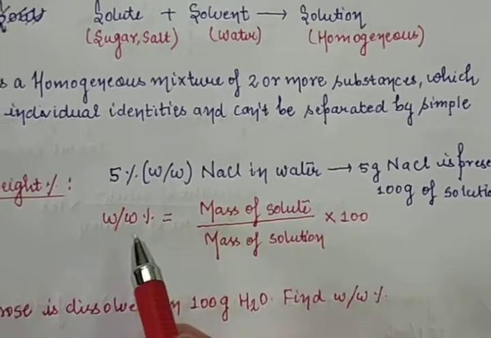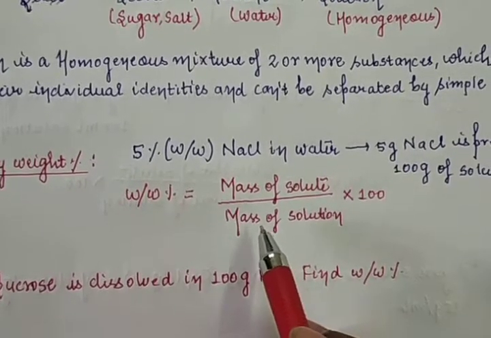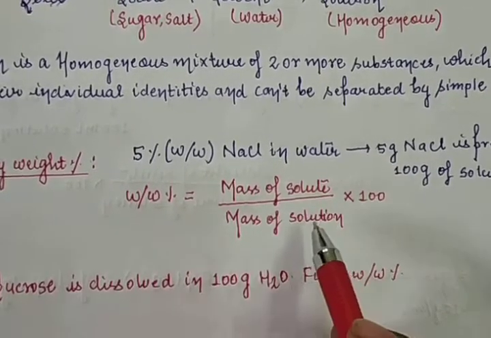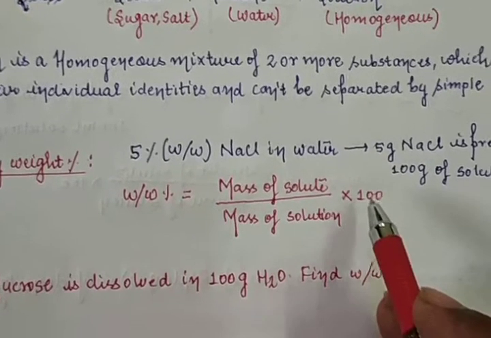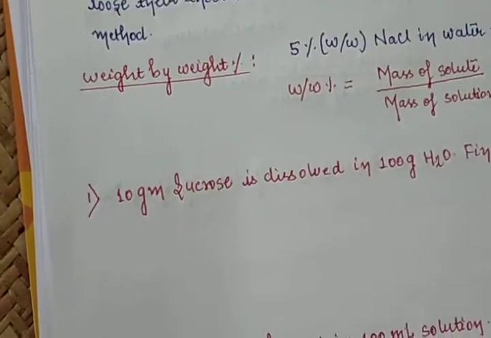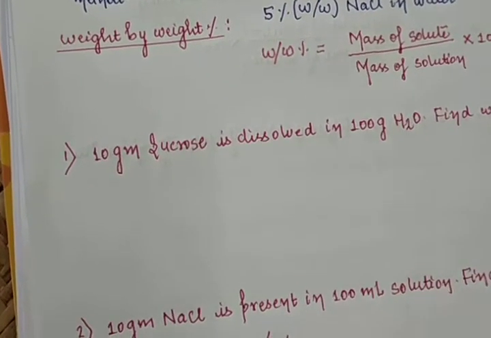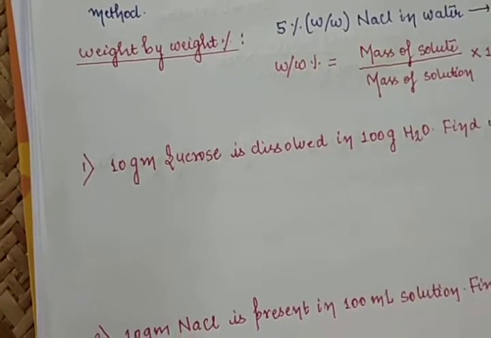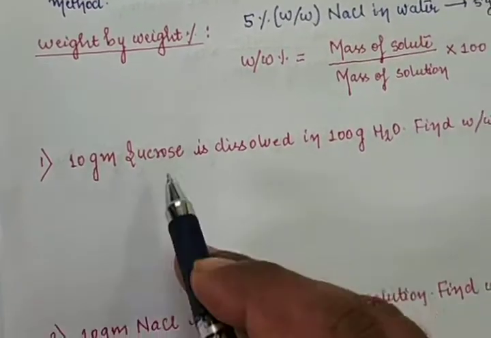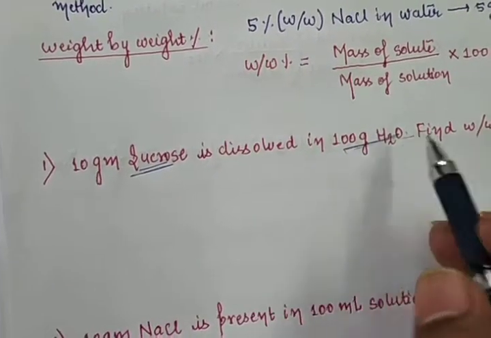So now what is the formula? W by W is mass of solute upon mass of solution. You know, we can also write mass of solute plus mass of solvent. So mass of solute upon mass of solution into 100. Okay, now here's the question. 10 gram of sucrose, the formula of sucrose is C12H22O11, is dissolved in 100 gram of water. So 10 gram of sucrose is the solute, and 100 gram of water is the solvent.